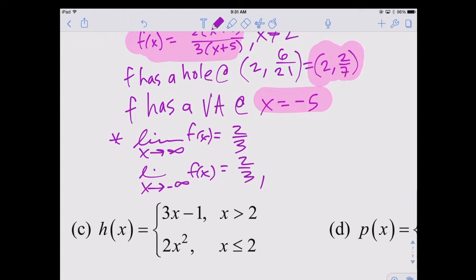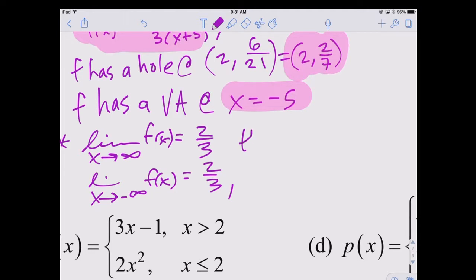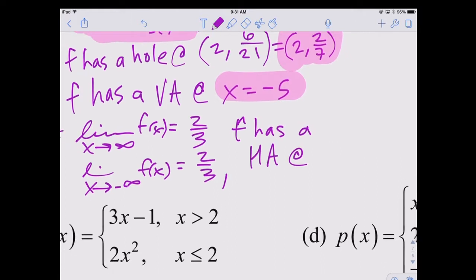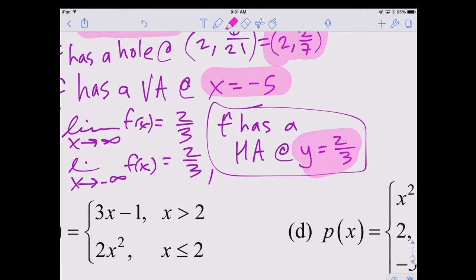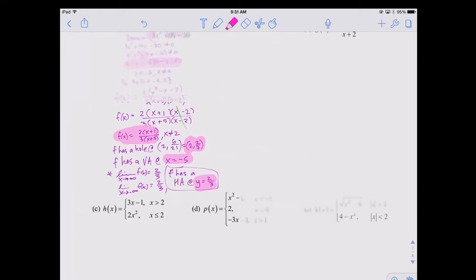Now remember the definition of a horizontal asymptote. It says if either one of the end behaviors equals a finite y value, then we have a horizontal asymptote at, well, let's go ahead and say it. So f has a horizontal asymptote at, yes, y equals 2/3 because it's a horizontal line. If you don't put y equals, guess what? Wrong. W-R-O-N-G, very good. So that's another thing that we're going to draw first. We're going to draw a horizontal asymptote at 2/3.